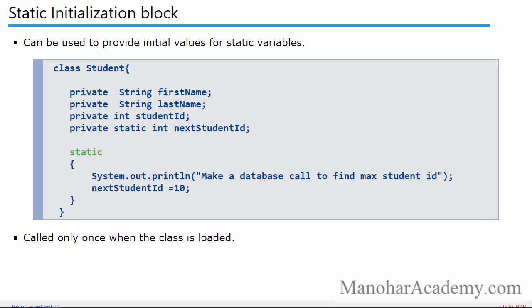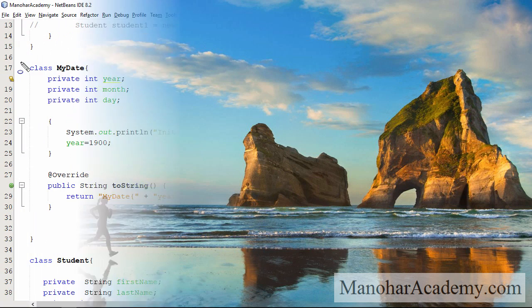And a static block will be called only once for a class, not every time an object is created. It will be called only once, and that too when the class is loaded into memory. Okay, enough with theory. Let's see that particular thing in the IDE.